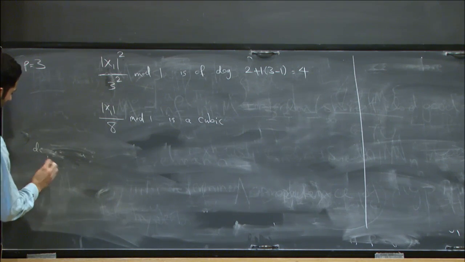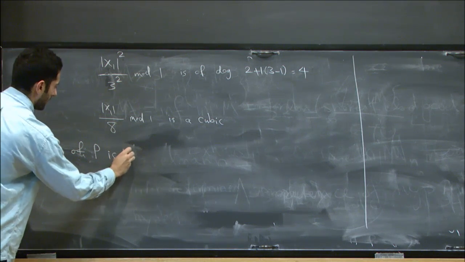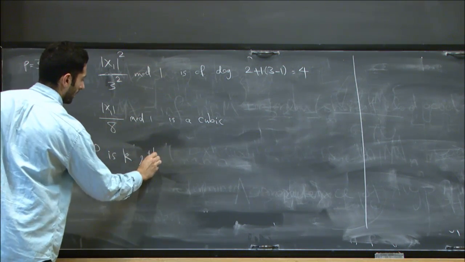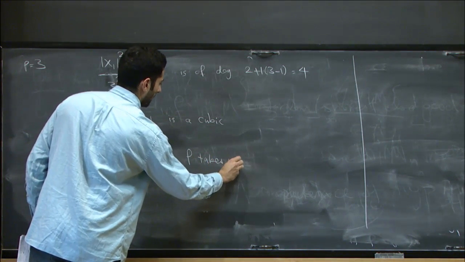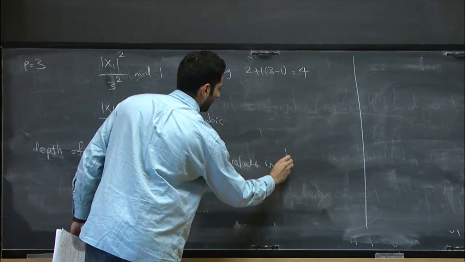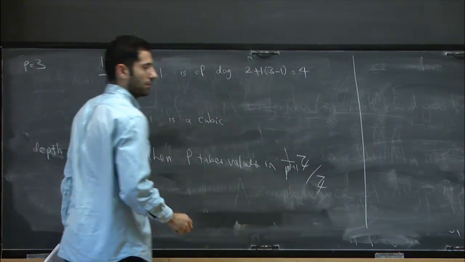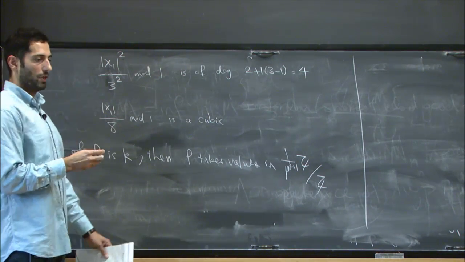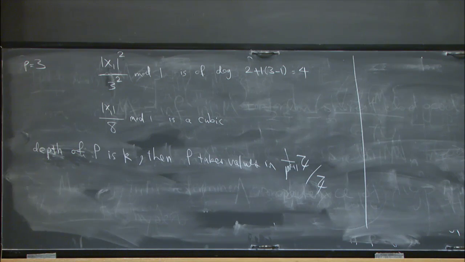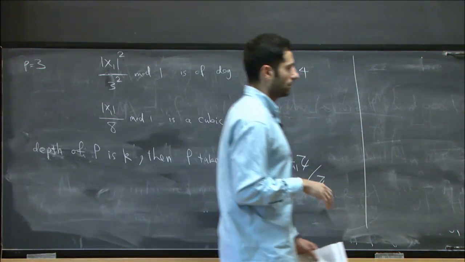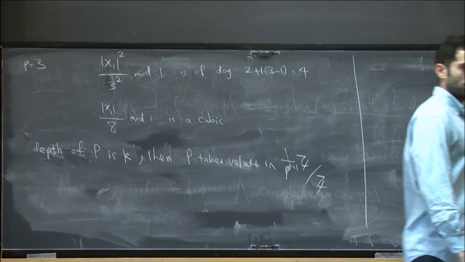And if the depth of P is K, then P takes values in 1 over P to the K plus 1 Z over Z. It's a shift, but for the rest of the talk, we will think of all of the shifts of the polynomials being 0. So we think of the zero-shifted polynomials. You can adjust everything to actually include alphas that are non-zero.